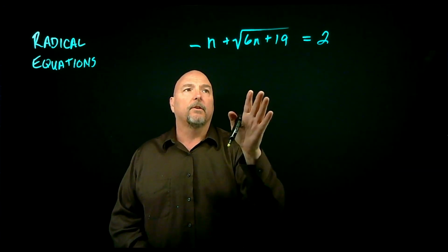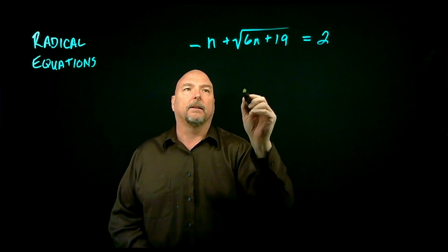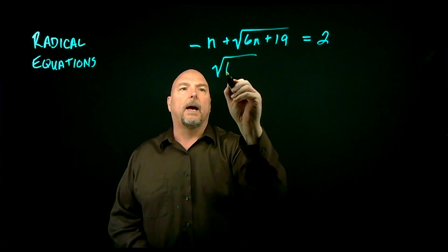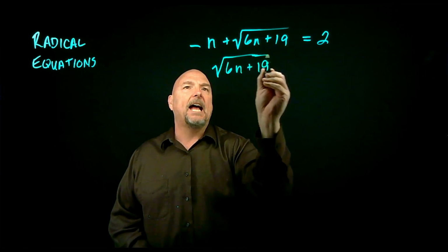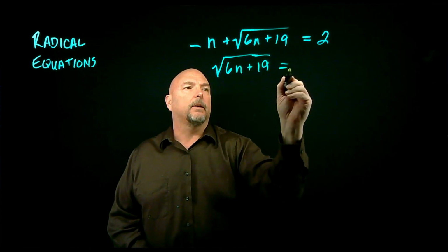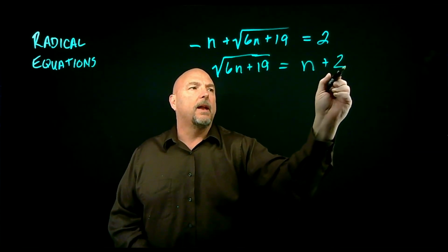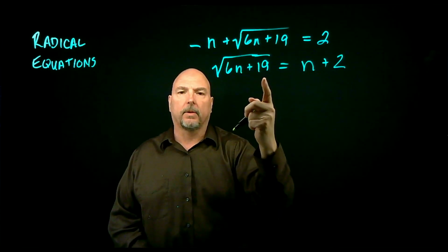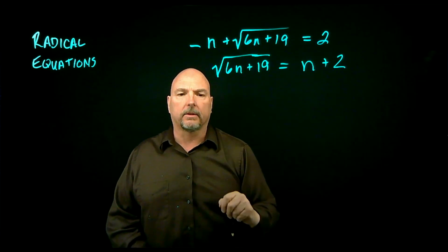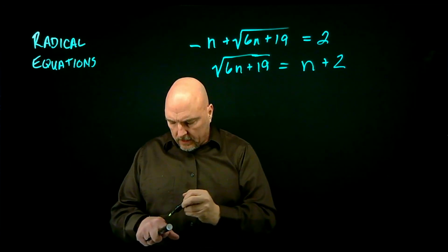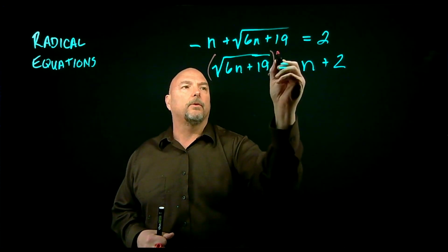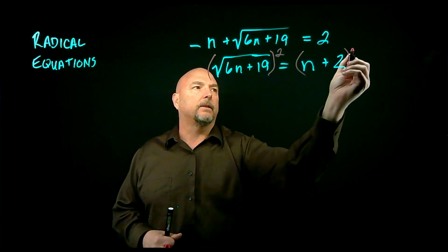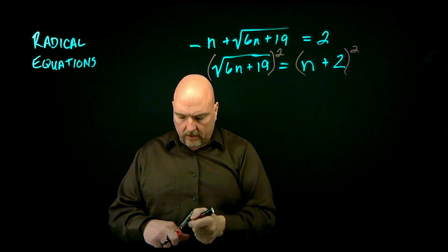First thing we want to do when we see a radical equation, it's radical because of the radical sign in it, is get this radical by itself. So I will do that by adding n on each side. Now I have radical 6n plus 19, and then we have n plus 2 on the right hand side. Next, I'm going to square both sides of this equation. That gets rid of our radical sign.